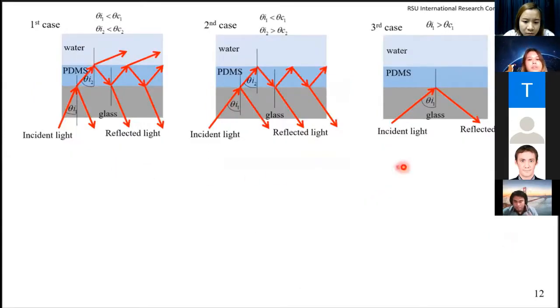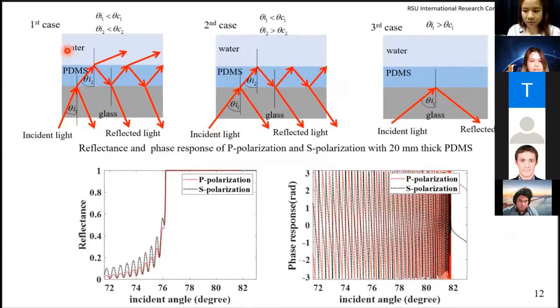All of those effects can occur in our optical platform at both of two interfaces. The first interface is the interface of gas and PDMS, and the second interface is the interface of PDMS and water. The result of those effects is shown in the simulation result. The simulation result is in the form of the reflectance. The reflectance is the intensity of the reflected light, and the phase response is the phase of the reflected light.